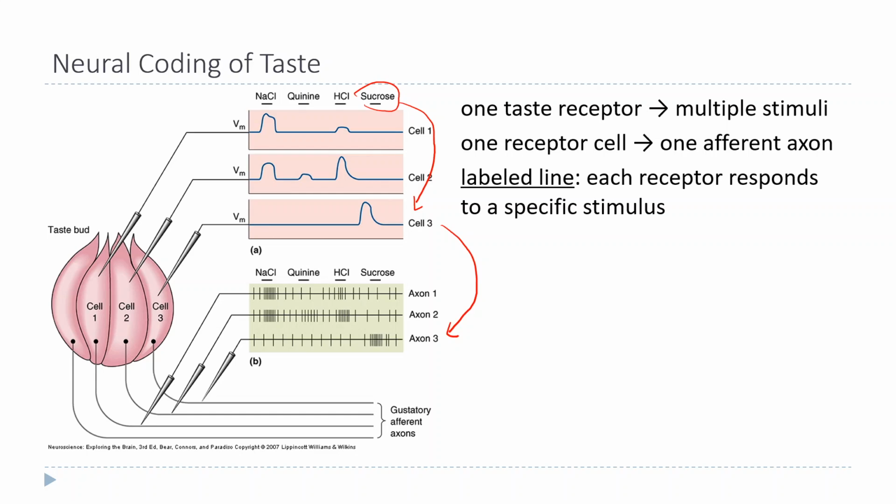And of course, the other problem with labeled line systems is that you can only have as many different stimuli as you have lines. That might be possible in the gustatory system, where there are only 5 different stimuli that we respond to. But in most of the other sensory systems, as we will see, there are many other types of stimuli. And so the labeled line system becomes kind of unwieldy.